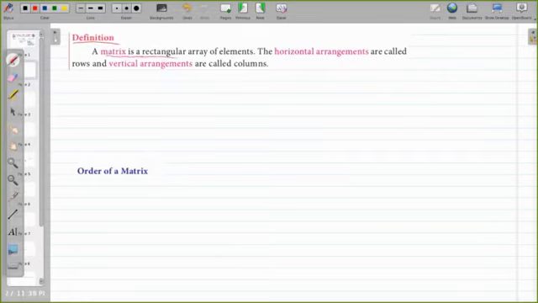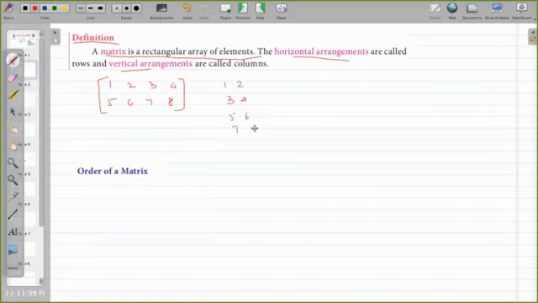A matrix is a rectangular arrangement of elements. It is arranged horizontally and vertically. For example, we can take the matrix 1, 2, 3, 4, 5, 6, 7, 8 like this. So the numbers I have taken, 1 to 8, are arranged like this. I can arrange the same numbers in other ways too, like this, children. Like this also I can do the arrangement.